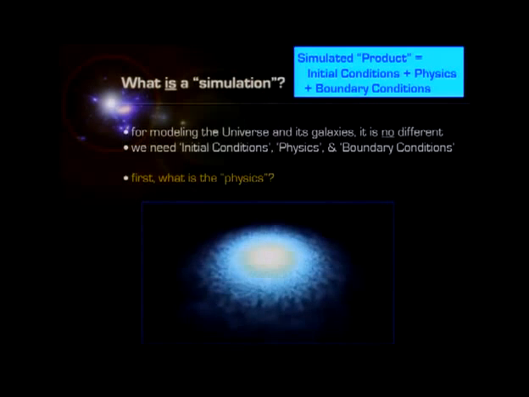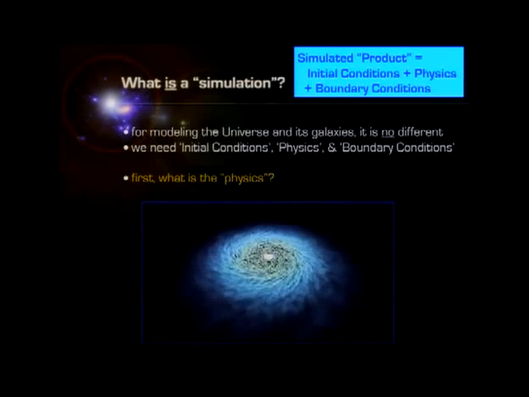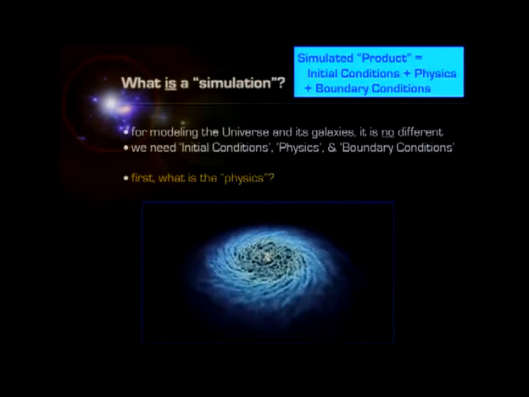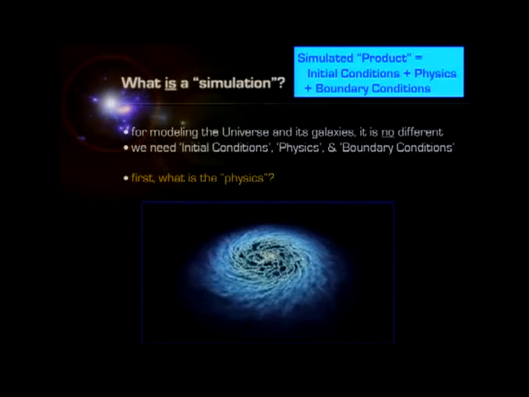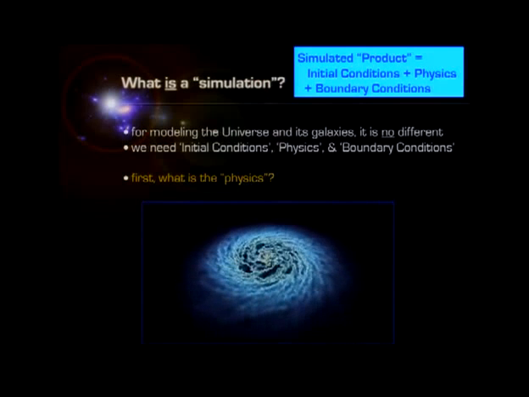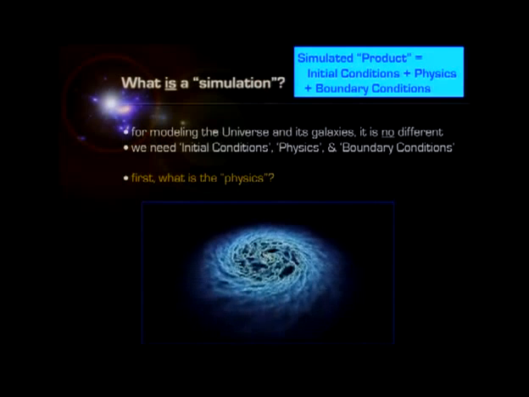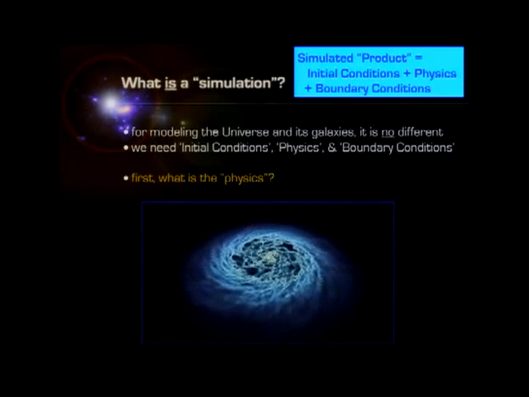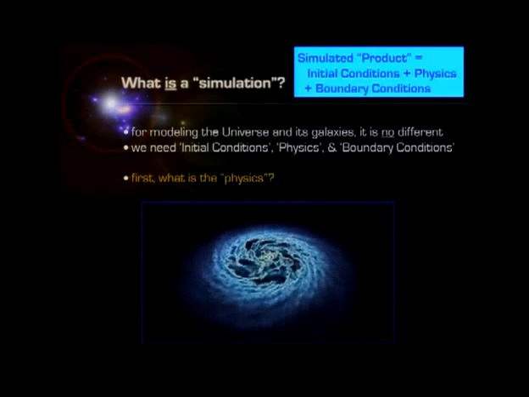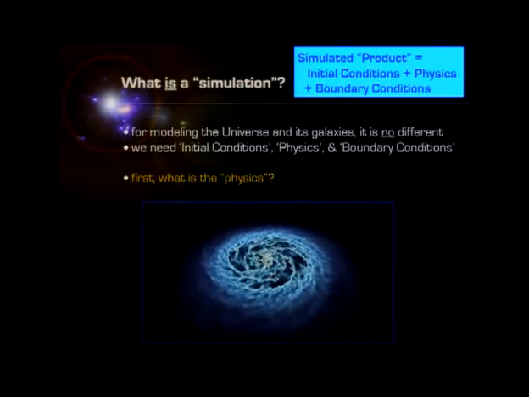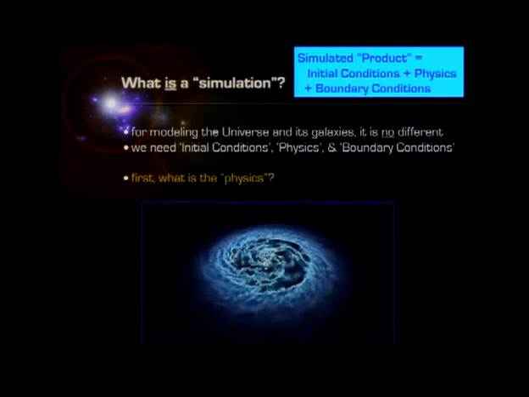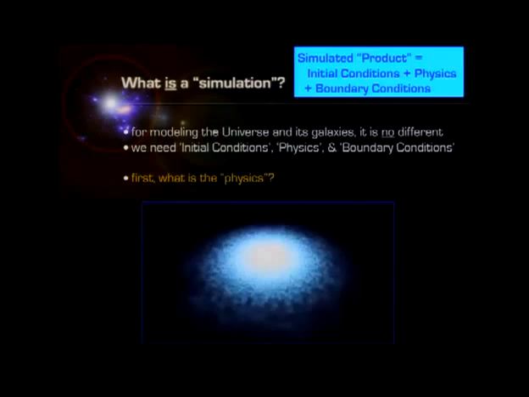So now let's move towards astrophysical simulations, and this is where my own work comes into play. For modeling the universe, for modeling galaxies like our Milky Way, it's effectively exactly the same as all the different types of simulations I just showed you. Like I said, we need initial conditions. We need to know what the appropriate physics to apply to those initial conditions are. And if we don't have a full, perfect understanding of all the physics, we need to impose some boundary conditions to help guide us in the right direction.